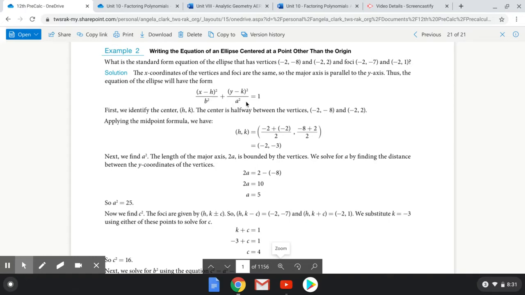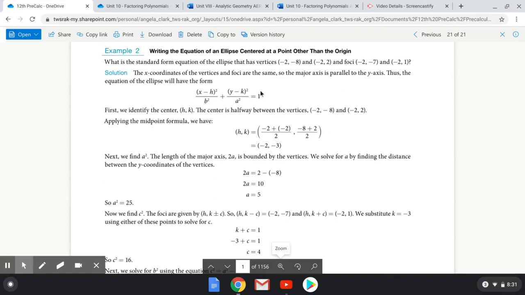So the bigger one is going to be your major axis. And so if the bigger number is here, then that is an ellipse that is longer, right, in the y direction. If this were the A, then that would be an ellipse that's longer in the x direction.